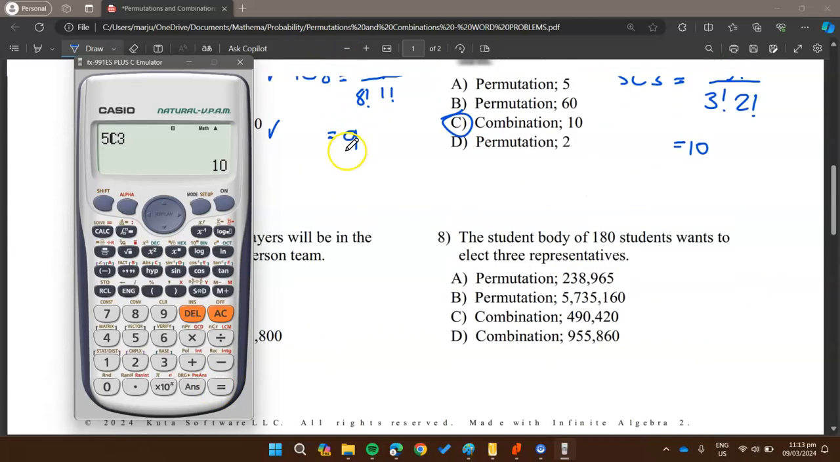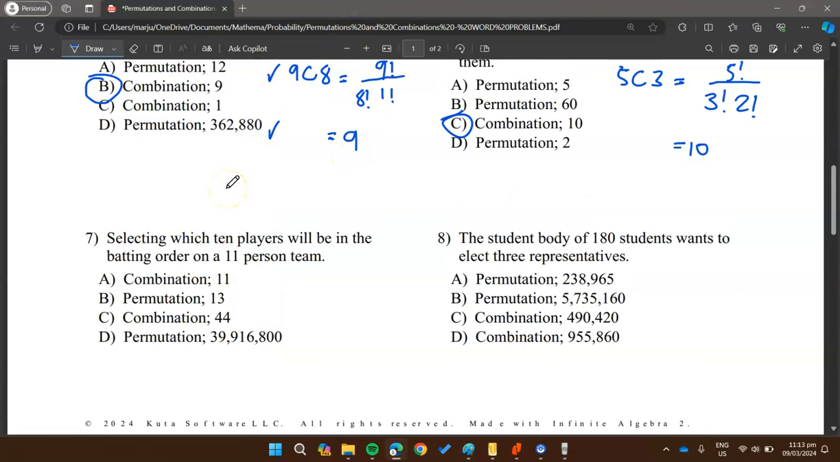Let's have number 7 and 8. Selecting which 10 players will be in the batting order on an 11-person team. So again, the word selecting suggests this is a combination problem. So this is just 11 choose 10. Alright. So again, this is 11 factorial over 10 factorial times what is 11 minus 10? 1 factorial, or simply 11 possible ways. So this is just 11, which is letter A.